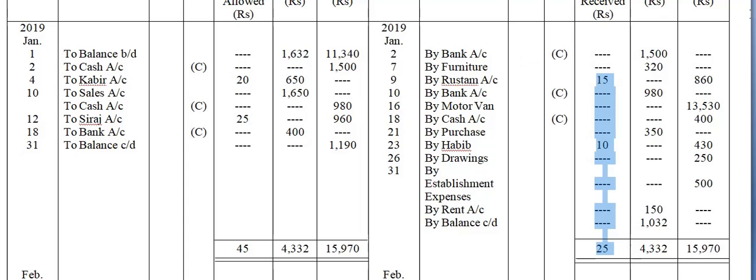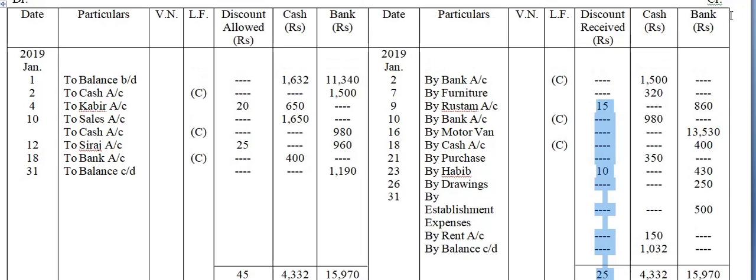As you can see out here, these items are completely different. One is discount allowed and the other one is discount received. But for cash and bank, you must find the balance.